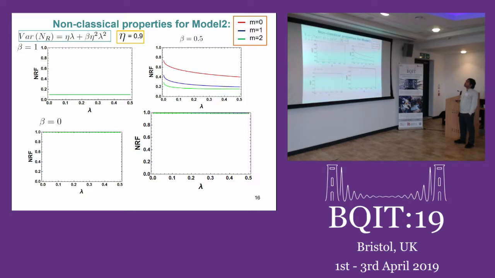This is for model 2, where there are two uncorrelated Poissonian states. Here I have taken sigma eta, the detection loss, 0.9, and one can see it's 1 minus eta. So for beta equal to 1, it's a contribution from Poissonian and super-Poissonian terms. So it has 0.1, as you can see here. And for beta equal to 0, which are uncorrelated Poissonian states, one can see everything is classical. So here there is an intermediate value of beta, and one can see there is an advantage of photon subtraction here.